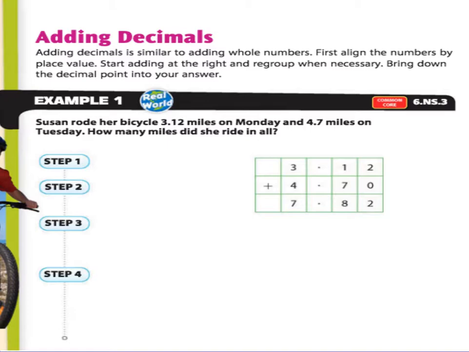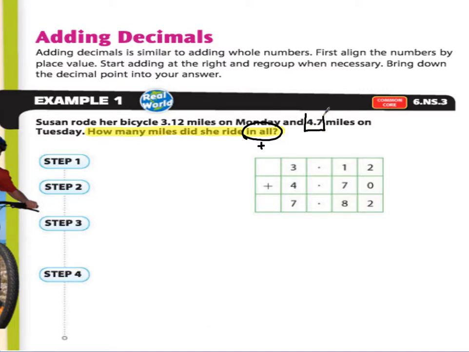All right, so on the next page, we're talking about the different steps when it comes to adding decimals. So here we're talking about Susan, who rode her bicycle 3 1/1200 miles on Monday and 4 7/10 miles on Tuesday. How many miles did she ride in all? So again, I'm going to highlight the question. Well, my operation words in this case would be in all. And in all tells me that I'm going to add.